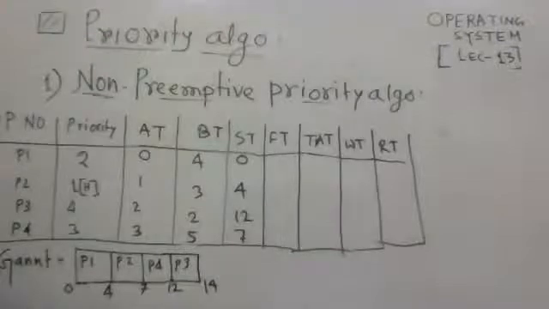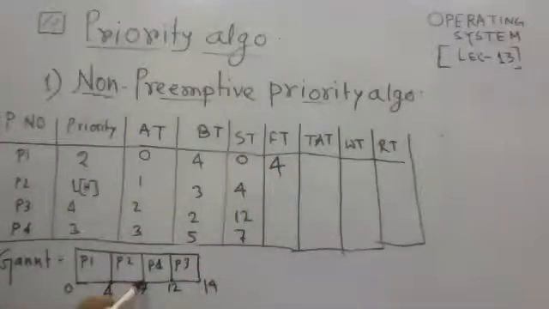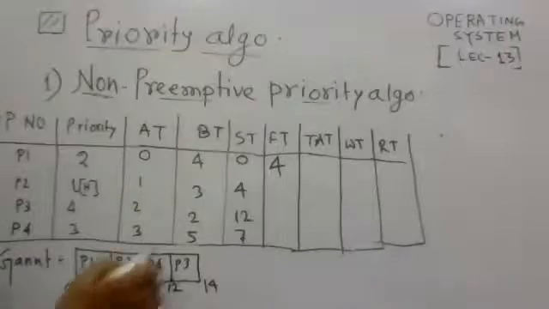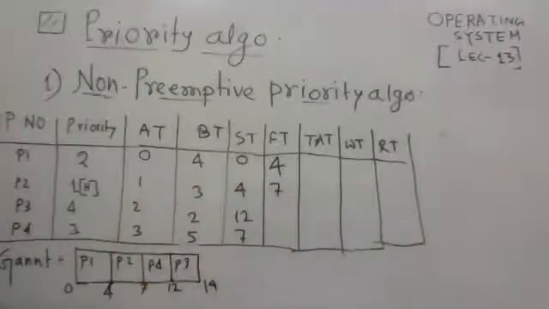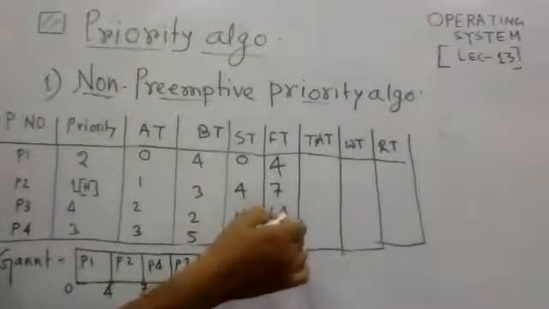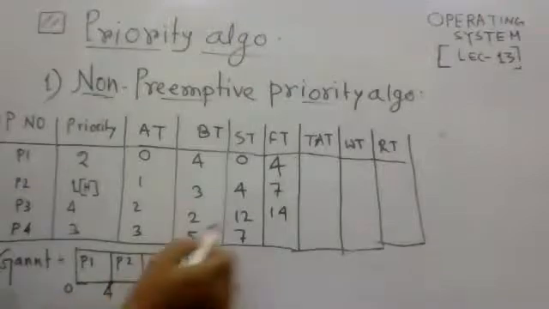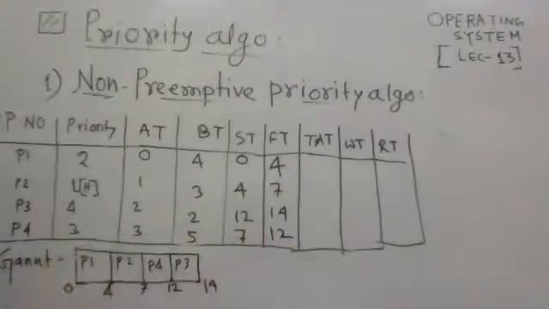Now for finished time, we can also write it directly from the chart. Finished time for P1 is 4. Finished time for P2 is 7. Finished time for P3 is 14. Finished time for P4 is 12. Okay, so this is the finished time.